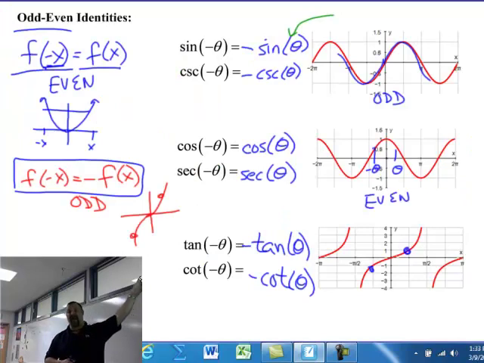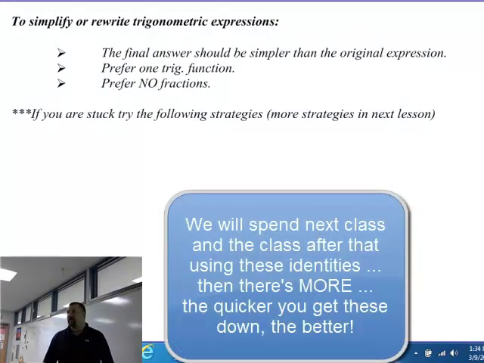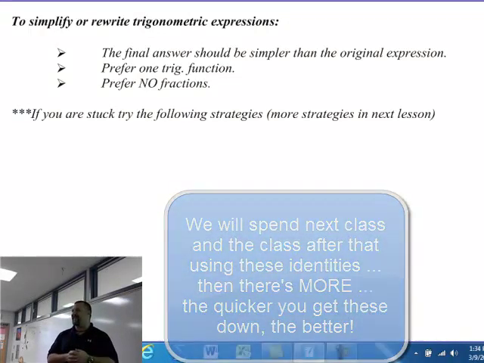That's a lot of identities all in one day, isn't it? It is. So keep them handy for today, but the goal is eventually you're going to get so good at these, you're going to just use them whenever you possibly can, okay? But that's the information. We will spend our class time practicing this till we're sick of it, which may not take very long.